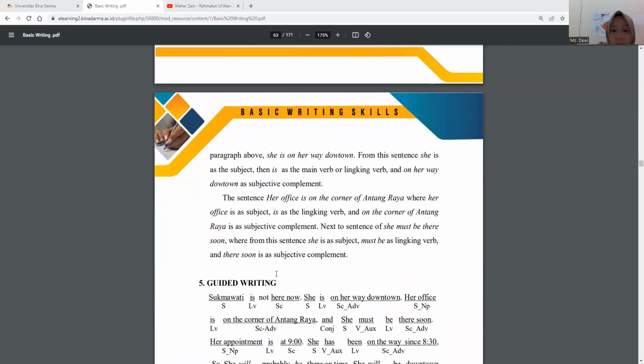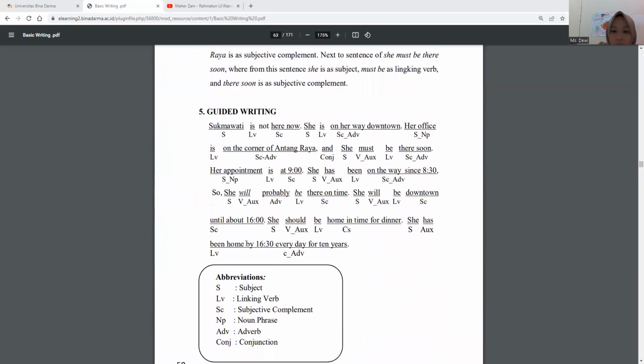Okay, subjective complement. This is the guided writing. You can see here the abbreviations, especially. So you can see which one is which.